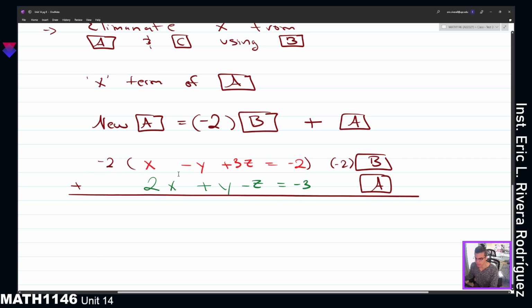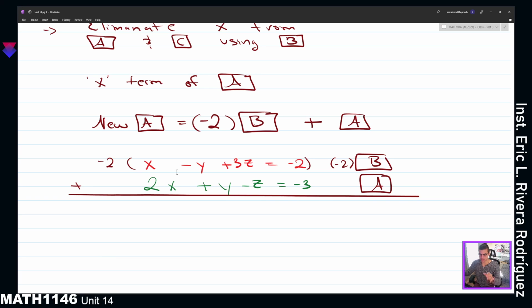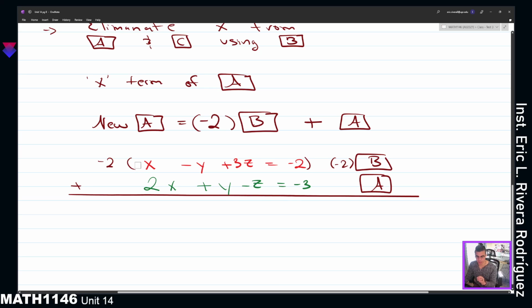Okay, what you are seeing right now is the multiplication of negative 2 on the top by equation B. But I haven't distributed it yet. I haven't distributed negative 2 within all the components of equation B. So that's what I'm going to do. I'm going to erase the parentheses, because now I'm going to distribute negative 2 with all the components of equation B. Okay?